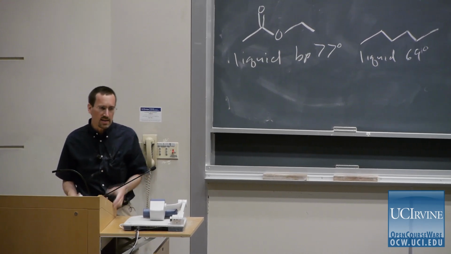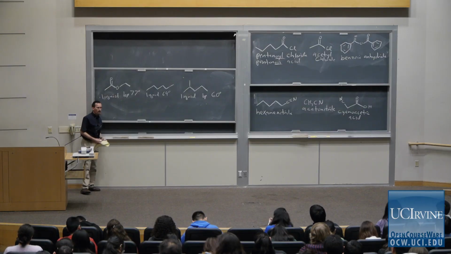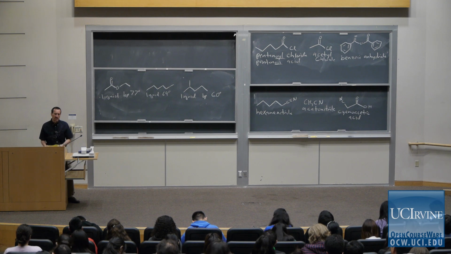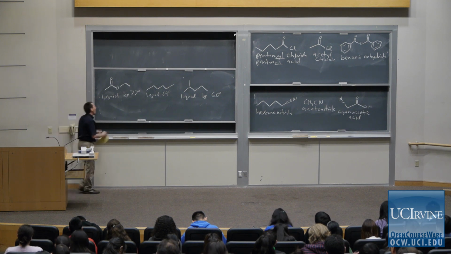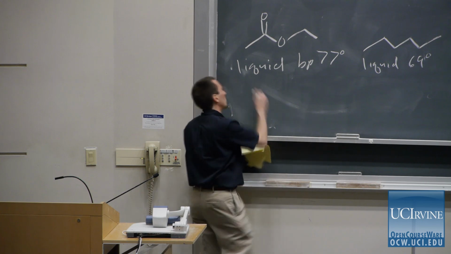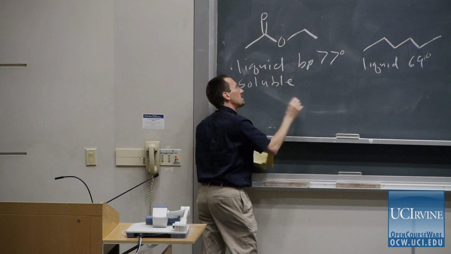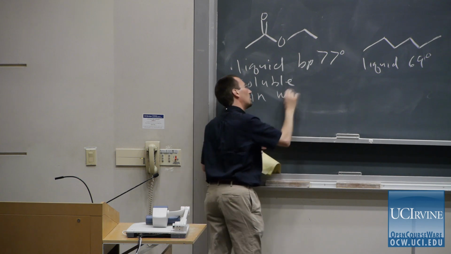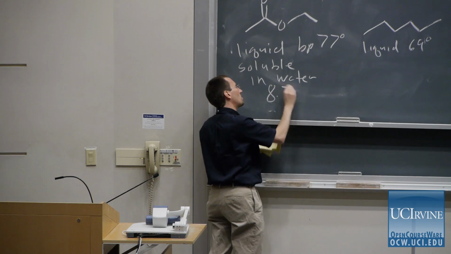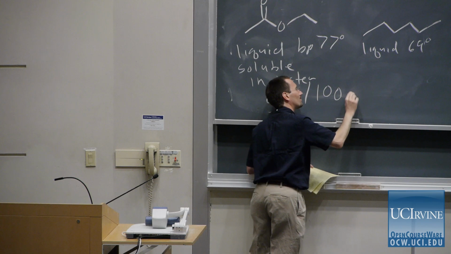And it should make sense. I mean, you have a molecule that has a molecular dipole in it. And as a result, you also see differences in solubility. And all of this really can be explained by thinking about resonance structures. So I'll just add that it's soluble in water, to the extent of about 8.3 grams per 100 milliliters.